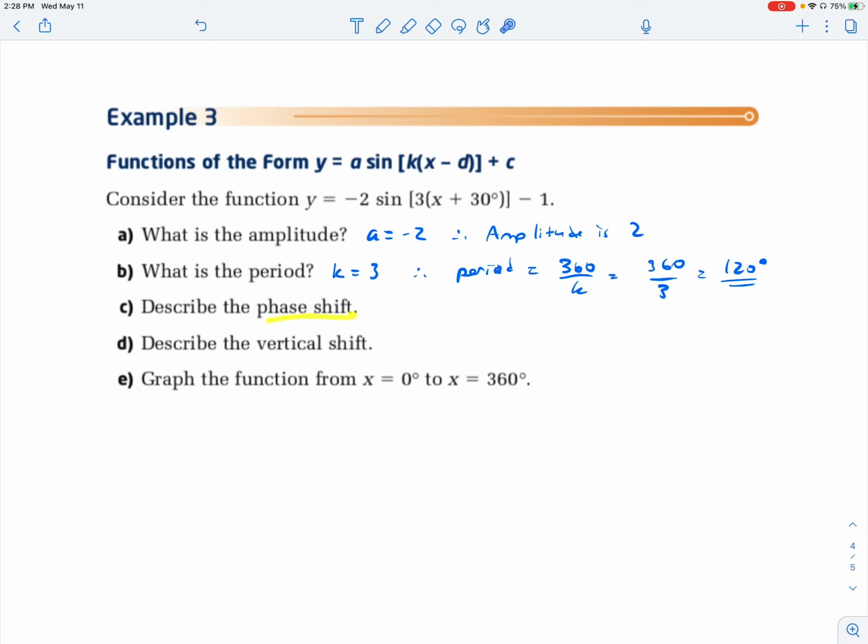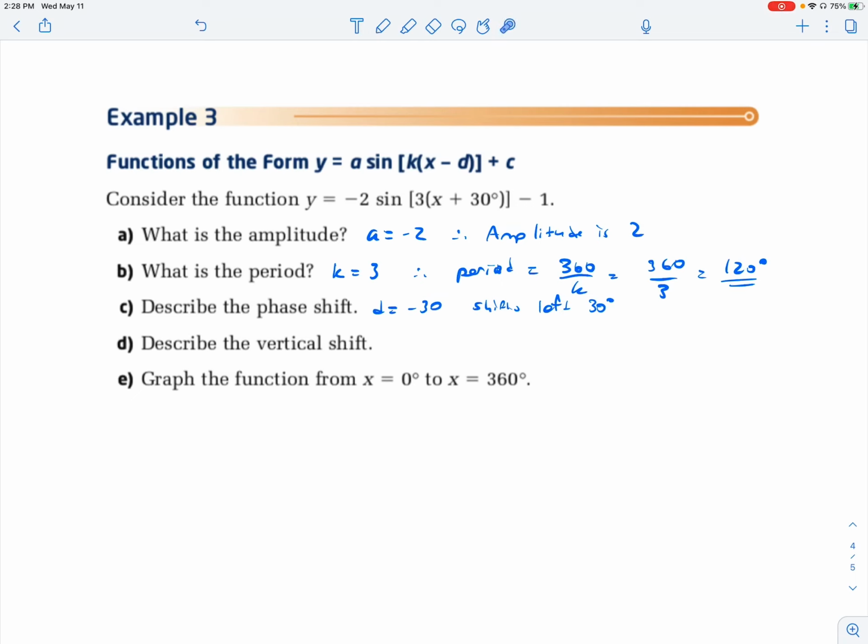Is there a phase shift? Yes, there is. I know that d, the value right here, okay, it must be -30. So that means it shifts left 30 degrees.